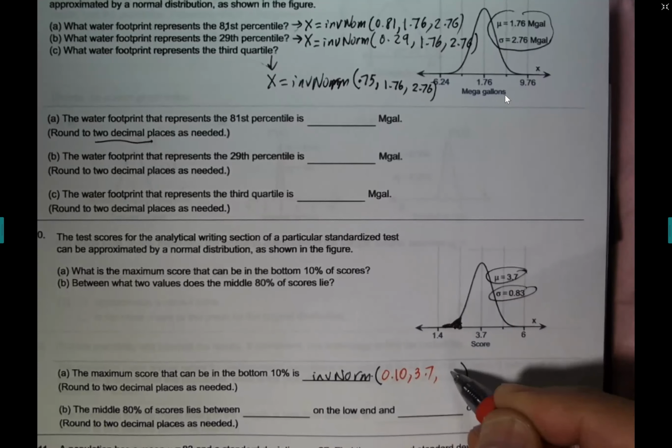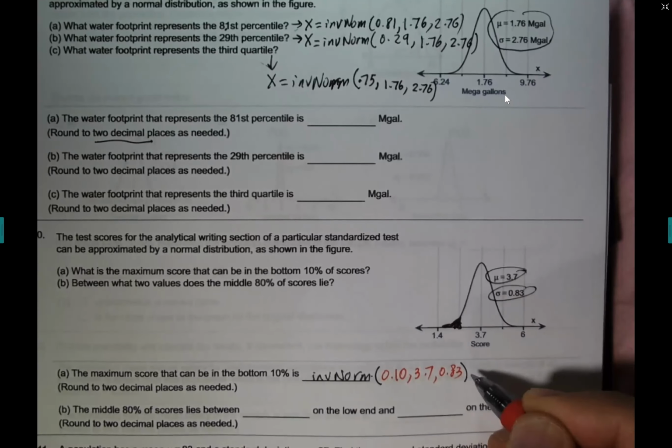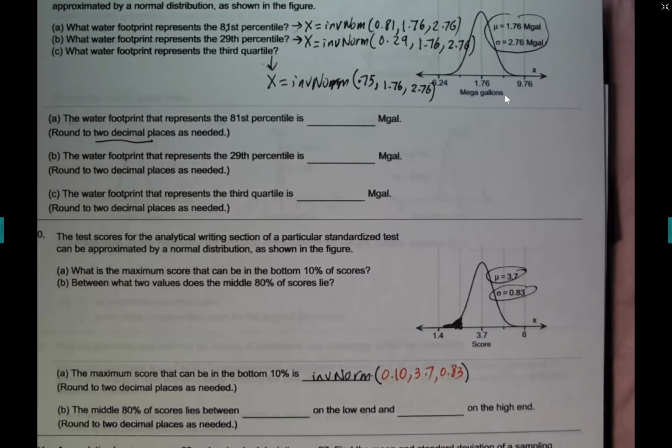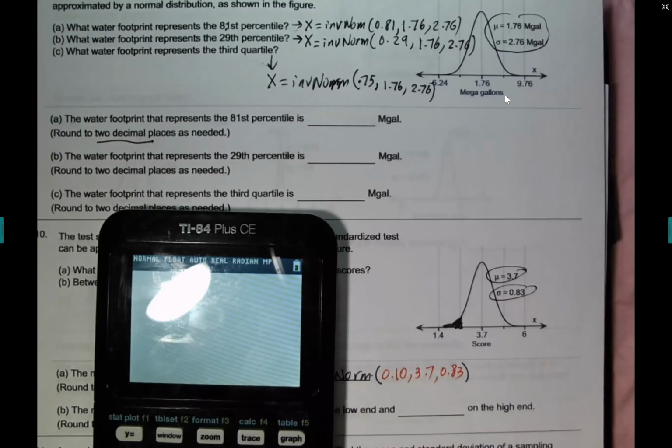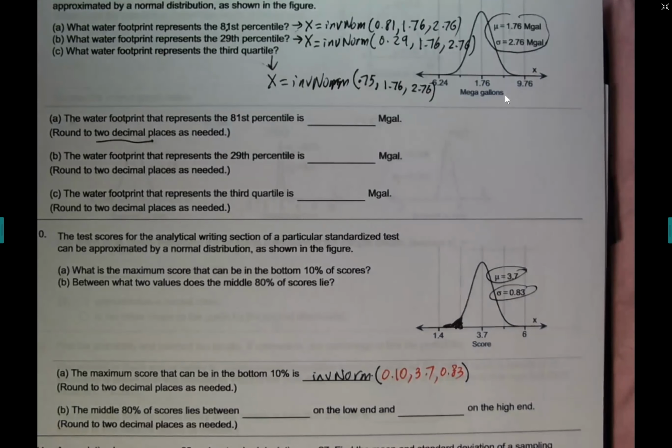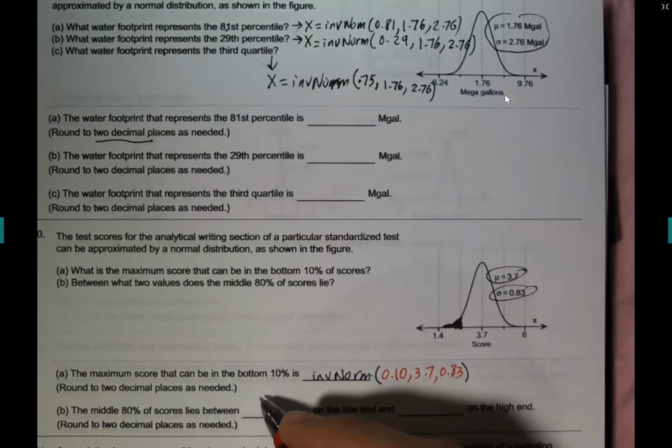And then the standard deviation, guys, is 0.83. And just to show you the answer, it has to be below the mean if it is at the bottom. So second distribute, inverse norm 0.1, 3.7, and 0.83. So it's 2.64. He says 2 decimal places. It will be 2.64.